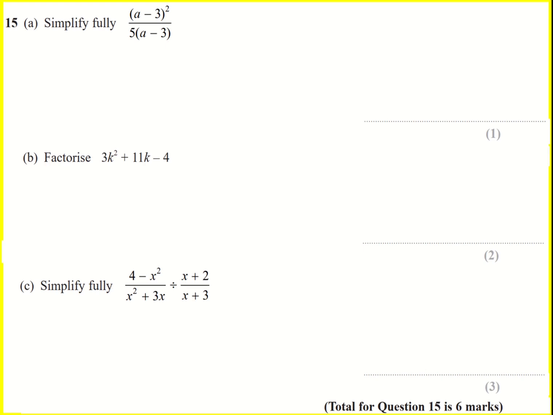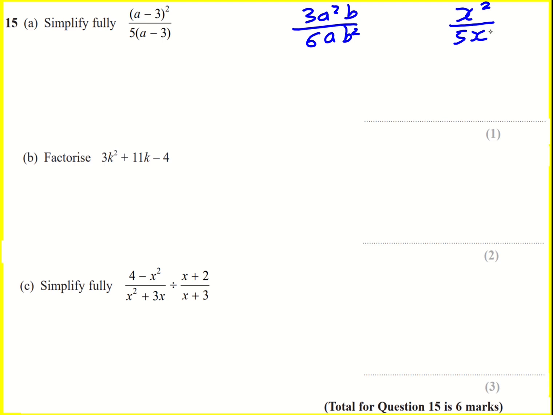Simplify fully this algebraic fraction. Now, once upon a time, you probably would have simplified something like x squared over 5x. Or maybe it would have looked a bit like 3a squared b over 6ab squared. Actually, I'm going to show you how you do both of these.